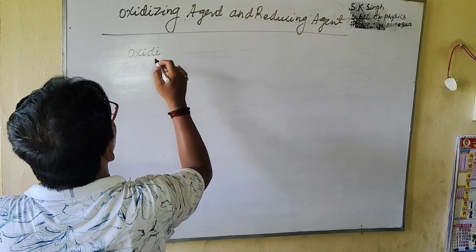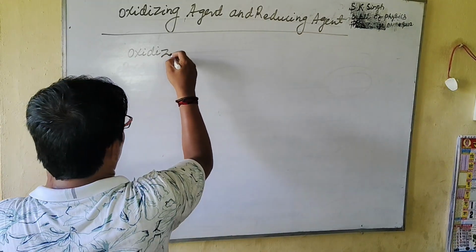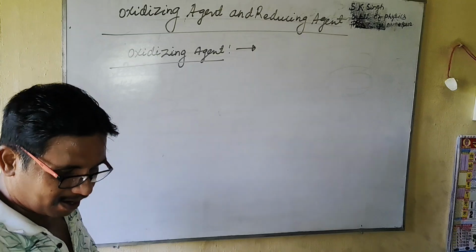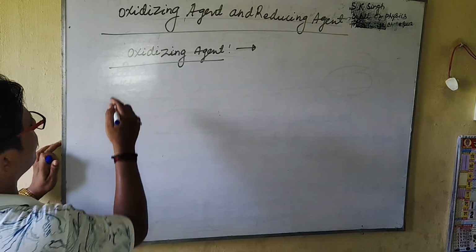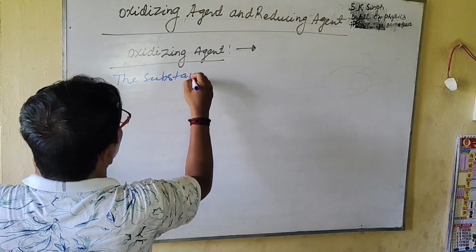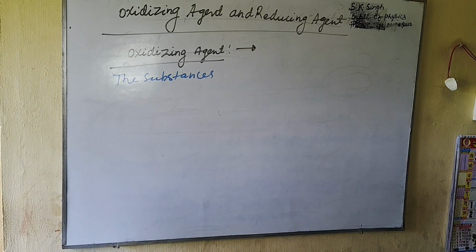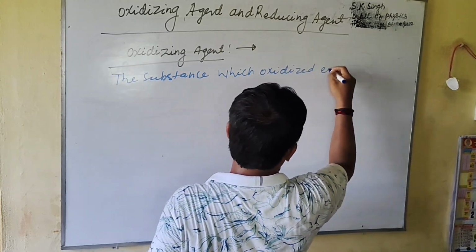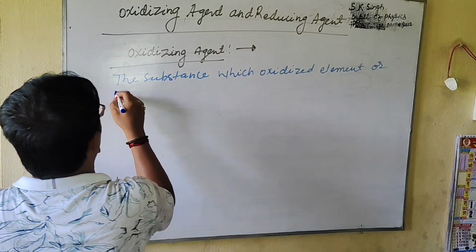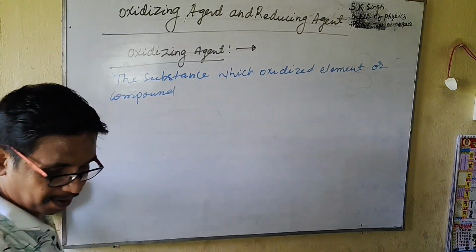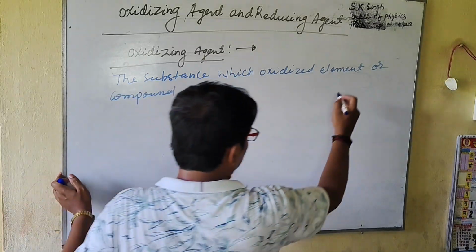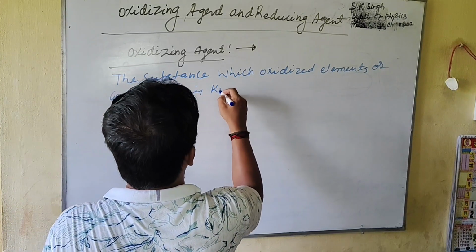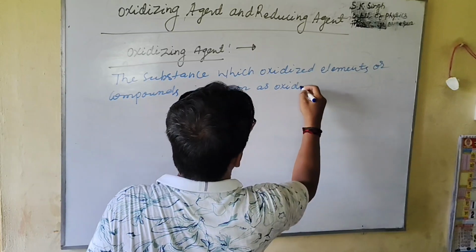First one is the oxidizing agent. So my dear student, the substance which oxidizes an element or compound is known as an oxidizing agent.